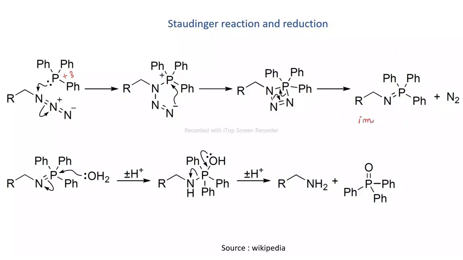This is the iminophosphorane intermediate. After that, the water will attack here and this nitrogen center will come here. The H from the water will come here, then the O will come here and this NH will come like this. After that, we get POPh3 and RCH2NH2. So we are getting from azide to amine and the byproduct is POPh3. Here the oxidation state is plus 5. So this phosphorus is oxidized and the azide is reduced to amine. Is this mechanism clear to all?